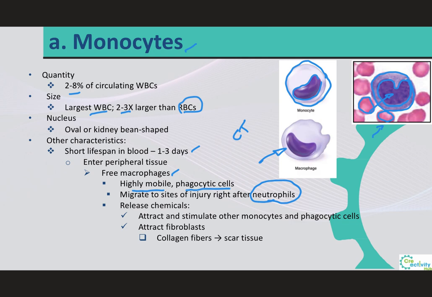And while they are exerting their function as a phagocyte, the free and fixed macrophages will release chemicals that will attract and stimulate other monocytes and other phagocytic cells. In fact, active macrophages also secrete substances that will attract fibroblasts into the region. And the fibroblasts will begin to produce this dense network of collagen fibers around this site. And this will form a scar tissue that may eventually block off or isolate the injured area.